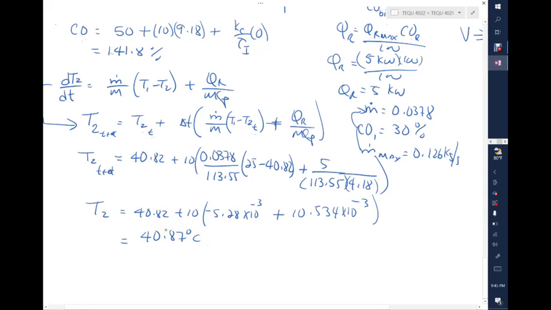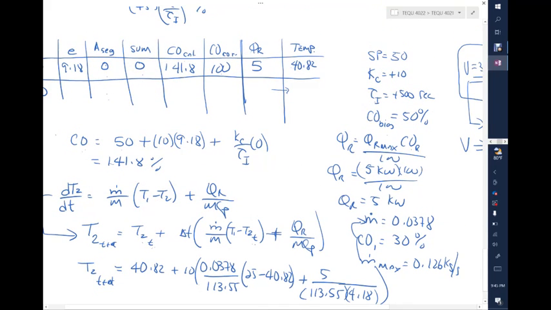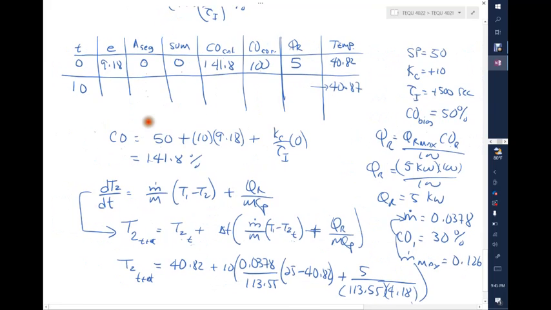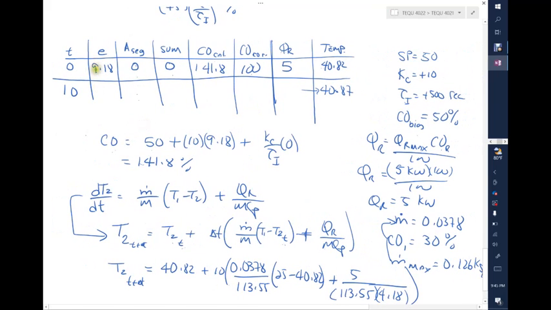I mean, that's about 10 seconds. So that's why doing this by hand is a little bit tedious, because when you get this 40.87, then you have to go back to this table and do the correction on the error. Remember, the set point will not change, it's still 50, so that will be 50 minus 40.87, that's 9.13.